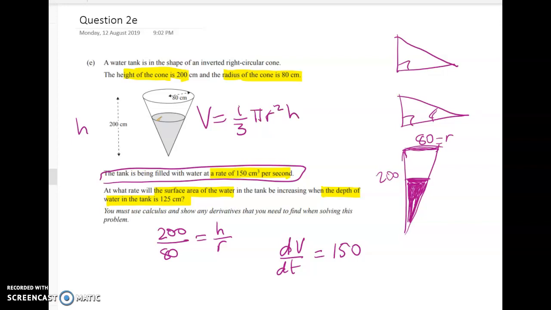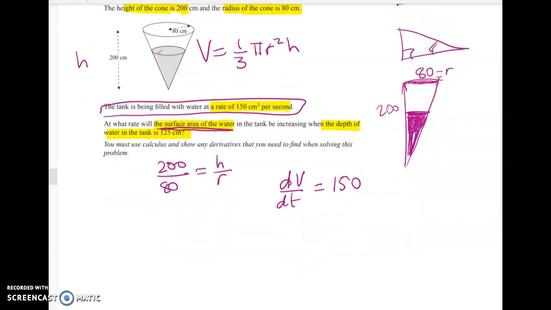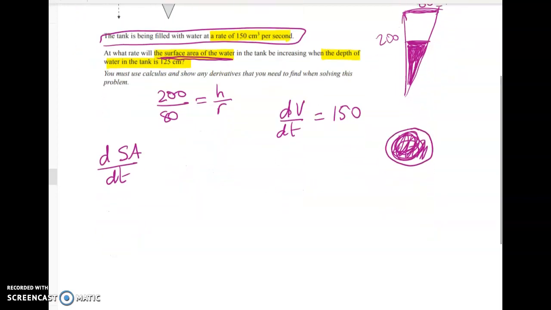And the last thing that we're looking for is, what do we have to find? Well, we have to find the rate of change of the surface area with respect to time. So we're looking for dSA by dt. So we need to have an expression for the surface area. Now the surface area of the water tank is just the circle sitting on top of it. So let's write that down. So SA, or just A, is equal to pi r squared.